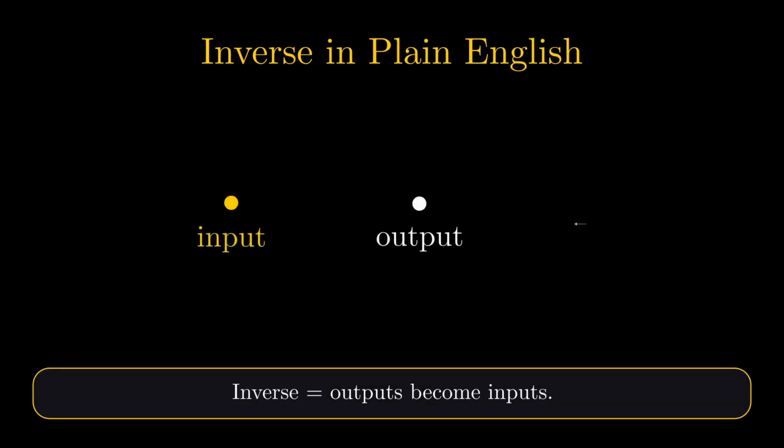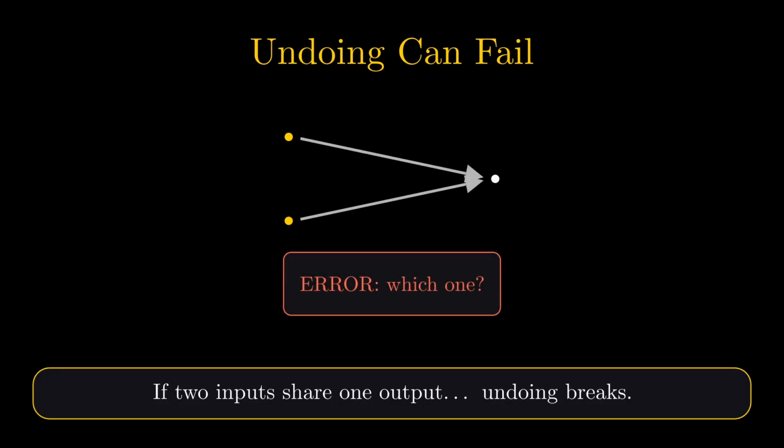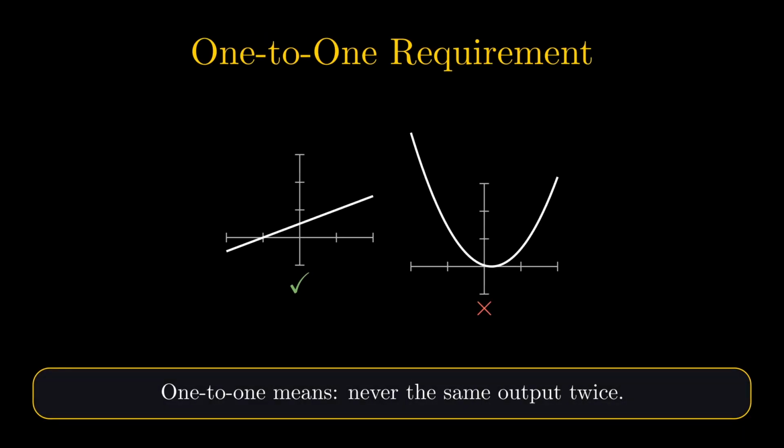In plain English, inverse means the output becomes the new input. We reverse the arrow. Undoing can fail if two different inputs produce the same output. Then you don't know which one to pick. So we require 1-to-1, never the same output twice. That's what makes an inverse possible.